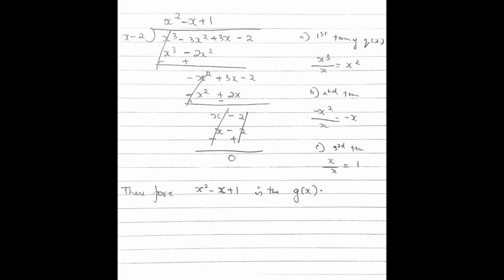Here I have performed the division of x cube minus 3x square plus 3x minus 2 by x minus 2. The first term is x cube divided by x, that is x square of the quotient. So that is the first term. We get the second term as minus x, the third term as 1. The remainder is equal to 0 when you perform the division. So you are getting the quotient of this division as x square minus x plus 1. So this particular polynomial is the g of x of the given p of x.